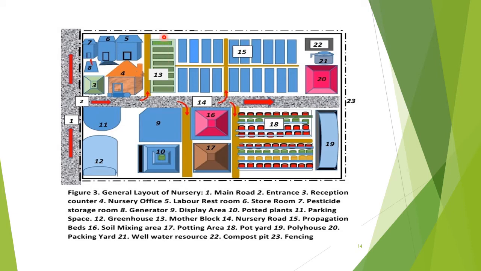So this is the mother block, and the 14th is the nursery road, and these are the internal nursery roads. 15th is the propagation beds. These are all propagation beds which have proper space. The space can be for drainage purposes also, or small walking paths also. These are all beds for propagation purposes.